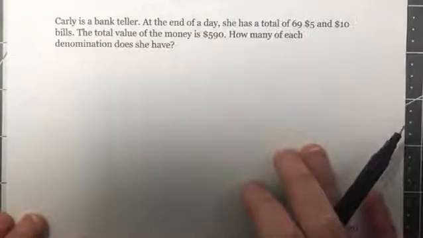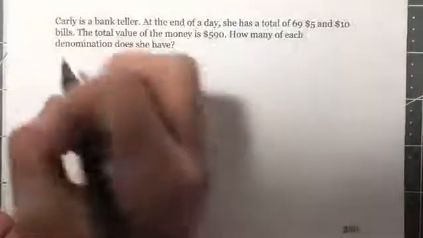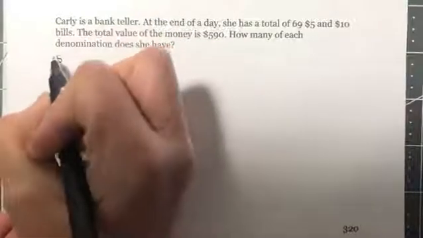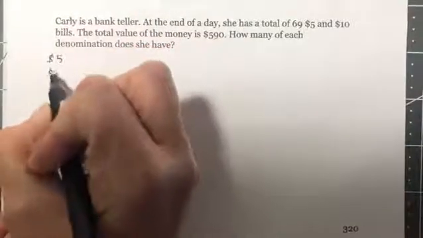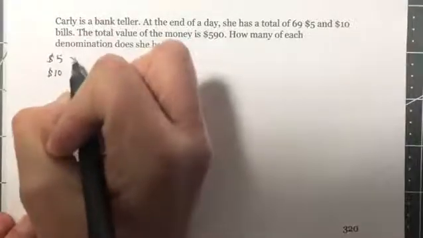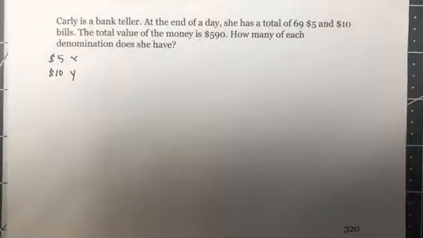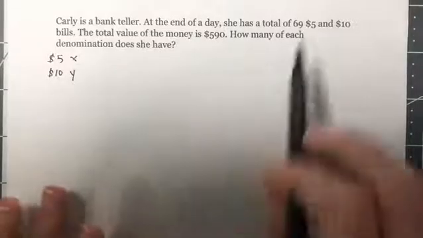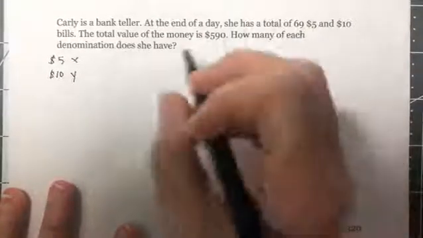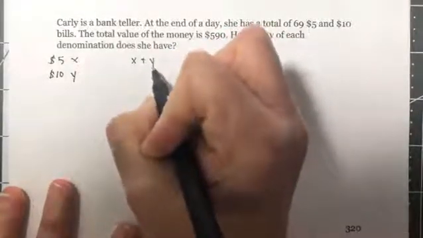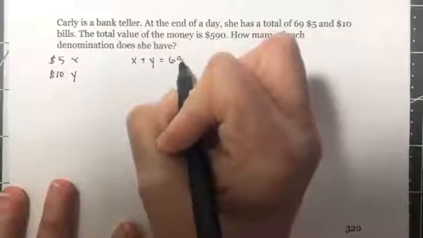So keep that in mind as we go along. We need to set up two variables. Let's say we have our $5 bills and our $10 bills. Let's say we have X 5s and Y 10s, and I'm going to be looking for how many of each. So we need two equations. The first one: we have 69 total bills. If I take the number of 5s and add it to the number of 10s, I should get 69.